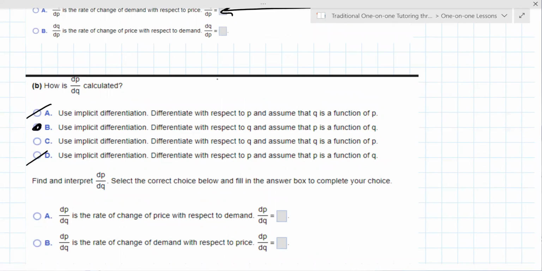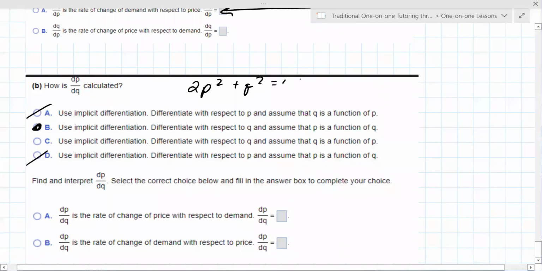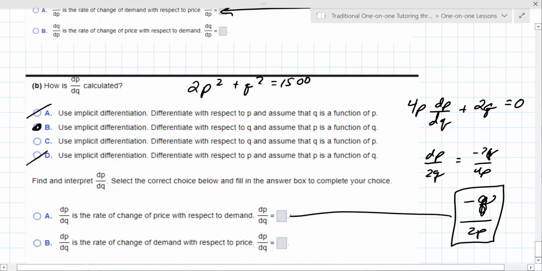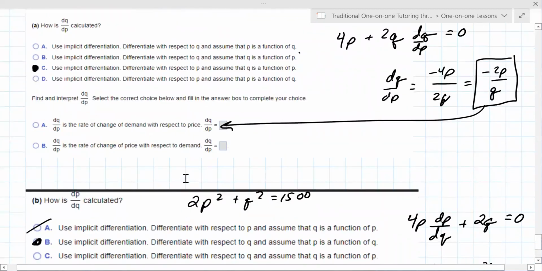So the weirdness of this is that now it's 4P dP/dQ plus 2Q equals 0, and you're solving for dP/dQ. dP/dQ ends up being minus 2Q over 4P, so minus Q over 2P. And it goes in the other box here. It's price with respect to demand, so it's the top box. It's just the flip of this one.